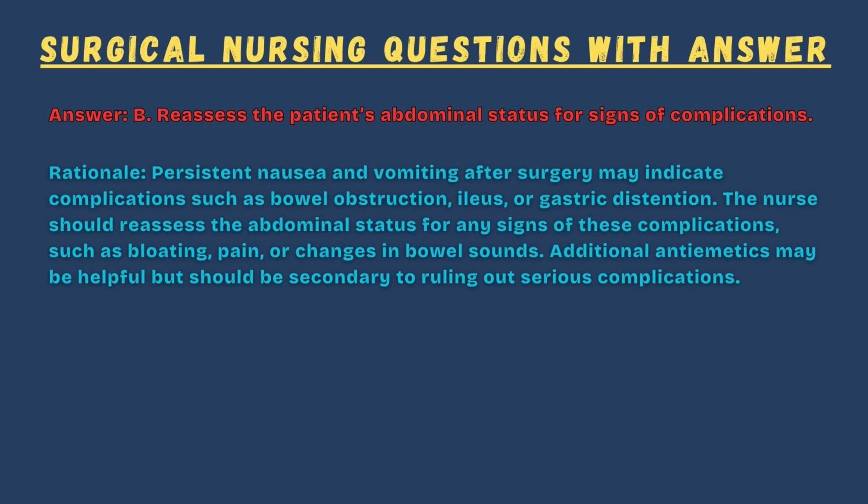Answer: B. Reassess the patient's abdominal status for signs of complications. Rationale: persistent nausea and vomiting after surgery may indicate complications such as bowel obstruction, ileus, or gastric distension. The nurse should reassess the abdominal status for any signs of these complications, such as bloating, pain, or changes in bowel sounds. Additional antiemetics may be helpful, but should be secondary to ruling out serious complications.